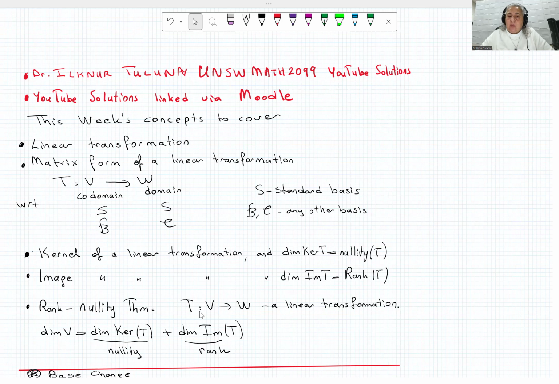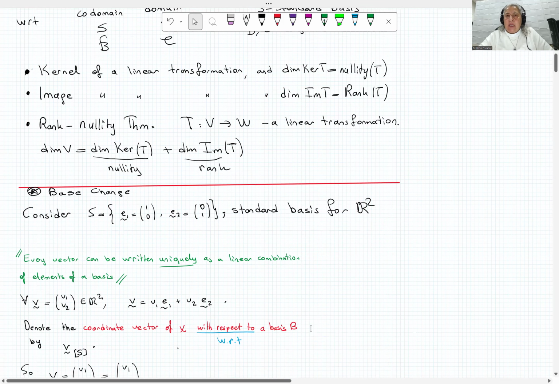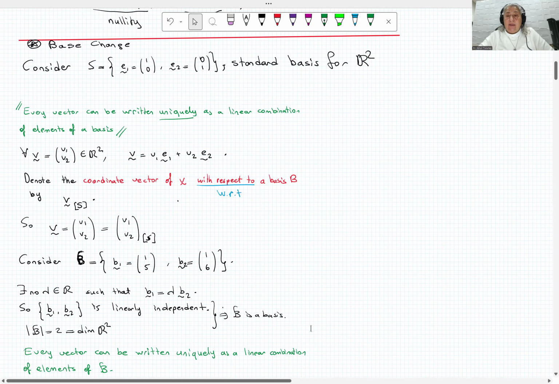If you have a linear transformation from a vector space V to W, the dimension of V will be the dimension of the kernel of T plus the dimension of the image of T. So the dimension of the vector space V will be the nullity plus the rank, which gives you the dimension of the image in the codomain. Okay, these are the things that you need to work on for this week, week 3. Now I would like to explain the base change from the start. I'm going to tell you a story about the base change.